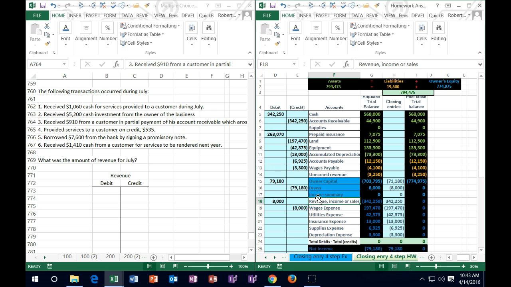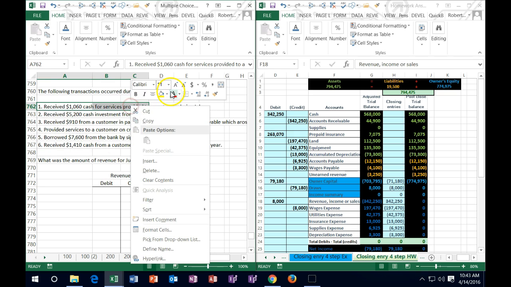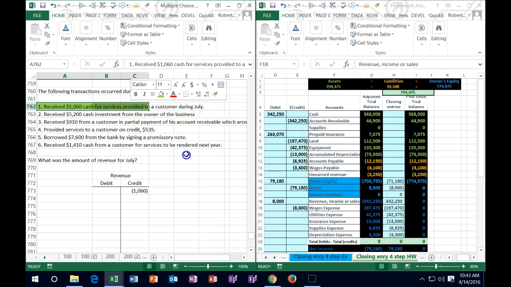So revenue has a credit balance. We're going to make it go up by doing the same thing to it, which in this case will be another credit: credit 1,060. I'm going to go ahead and highlight this as we go and make sure that we're done with that.